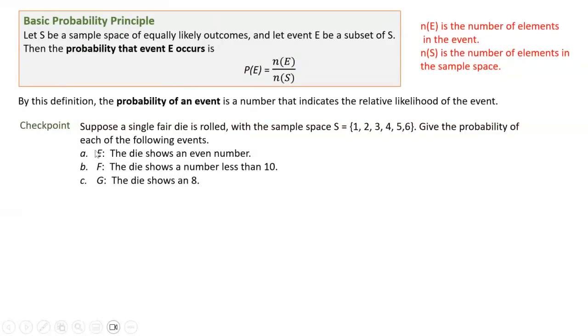Okay, now let's start with A then. The event E: the die shows an even number. Recall, guys, the sample space is 1 through 6, right?